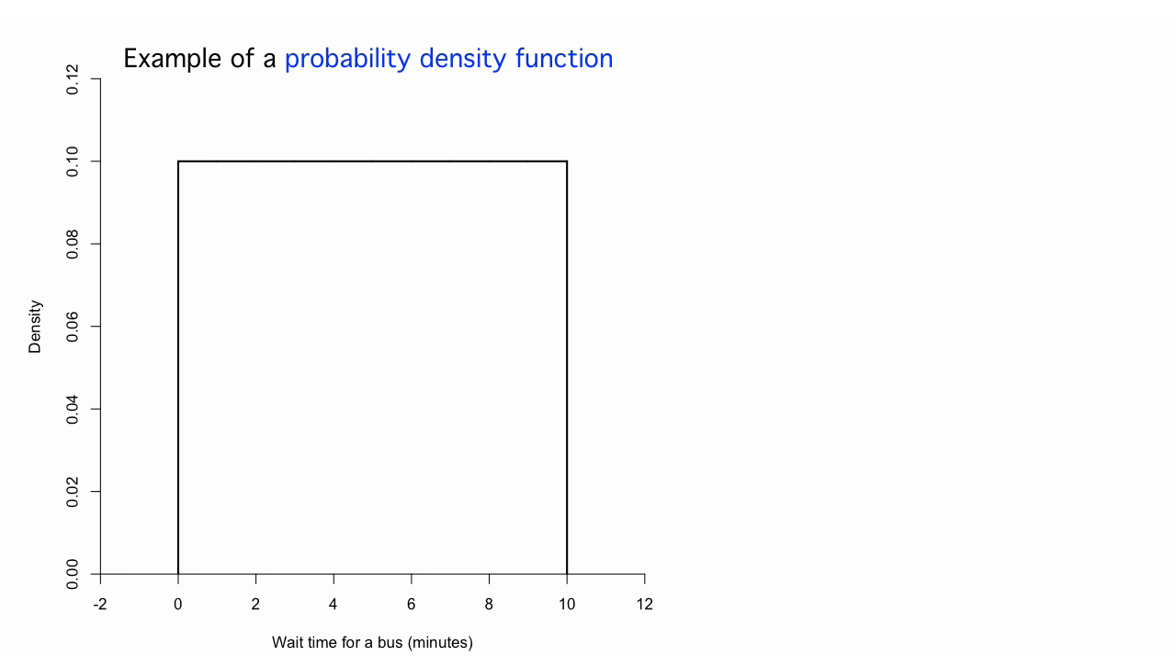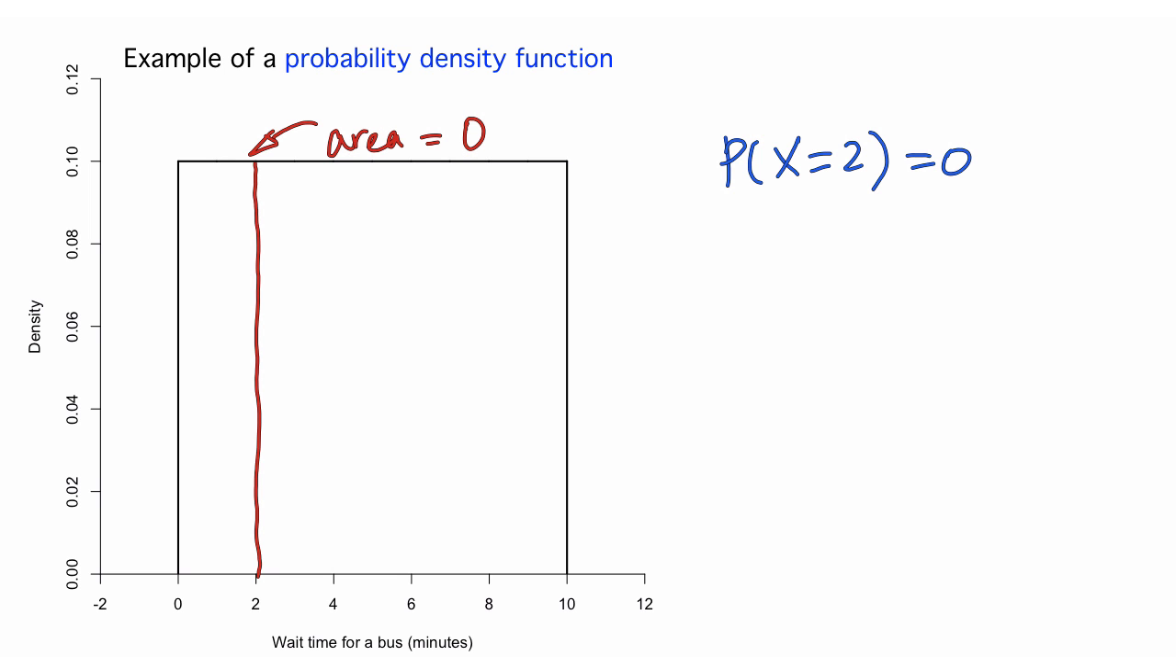Although this might seem counterintuitive, the probability that a rider must wait exactly 2 minutes for the bus is 0. Here's why. If we try to find the area under our density curve for a wait time of exactly 2 minutes, the area would be 0 because we have 0 width. For any continuous random variable, the probability that it is equal to any one particular value is always 0.